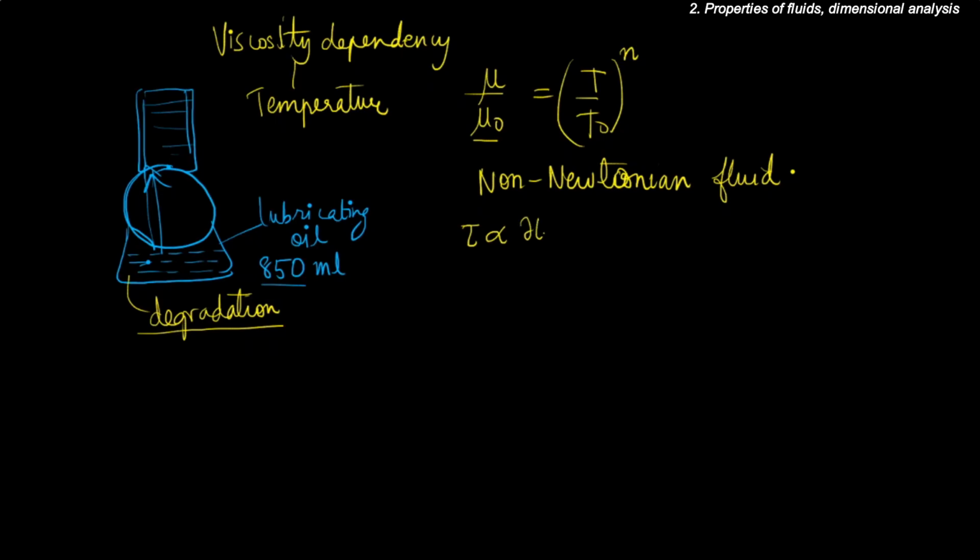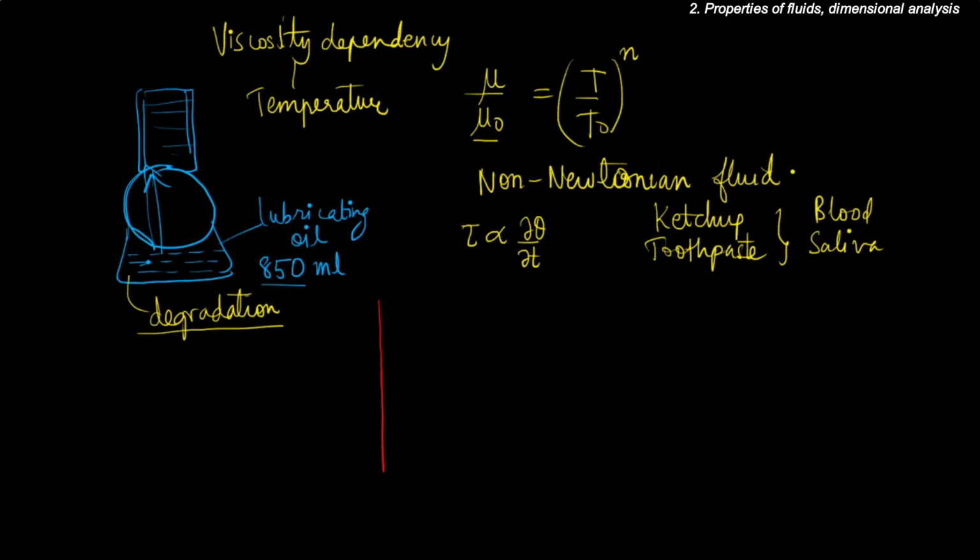So for a Newtonian fluid, tau is proportional to del theta del t, but for a non-Newtonian fluid, it will be a non-linear relationship between tau and del theta del t. Some examples of non-Newtonian fluids are ketchup and toothpaste, and in fact there are many other examples such as blood and saliva. They can be modeled as non-Newtonian fluids.